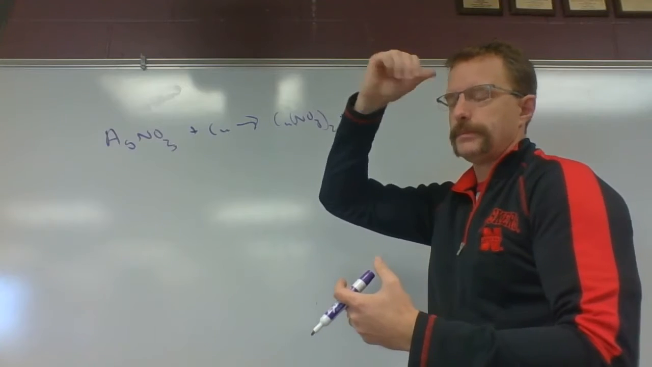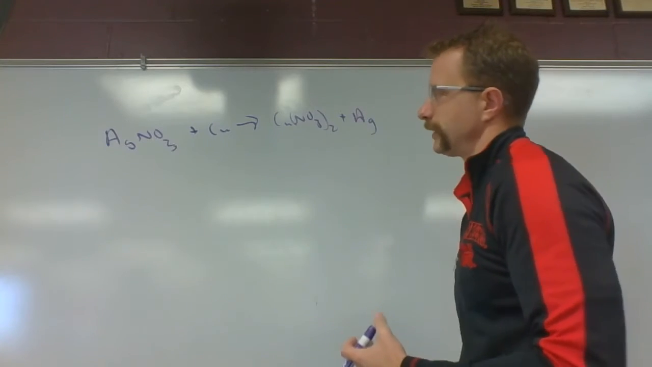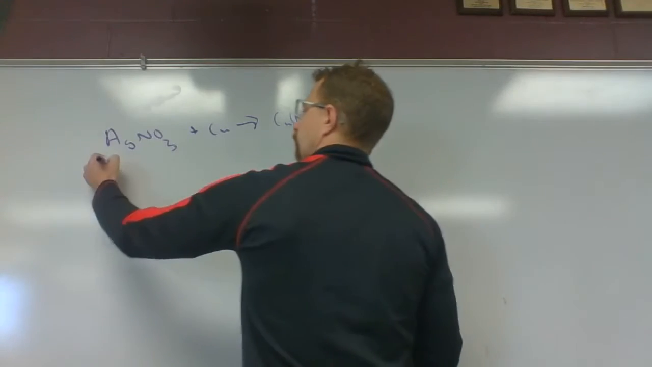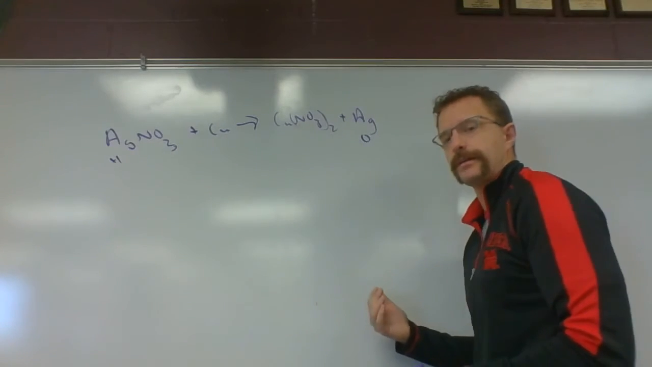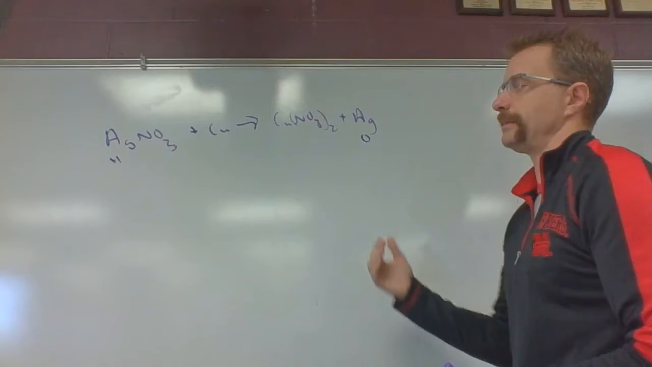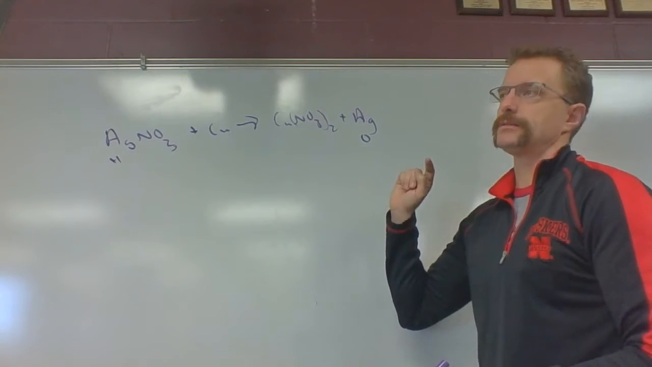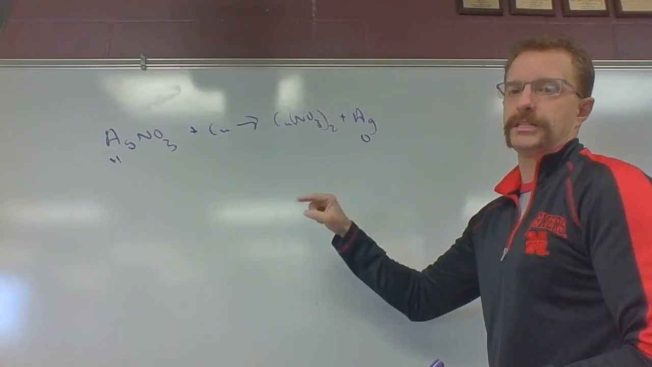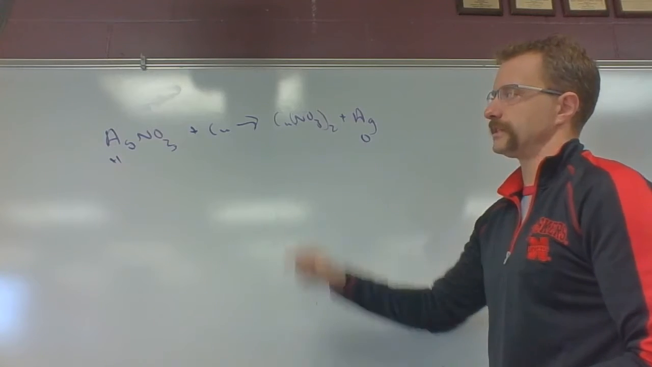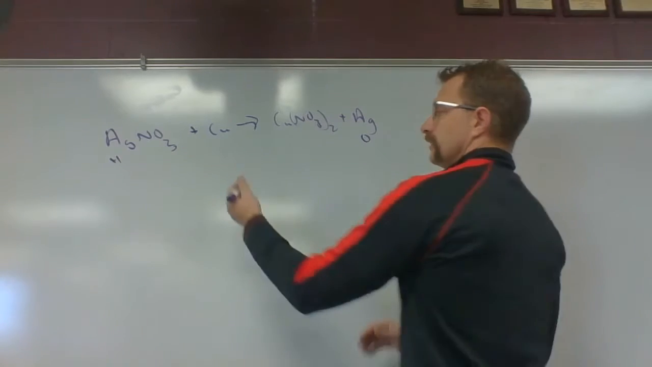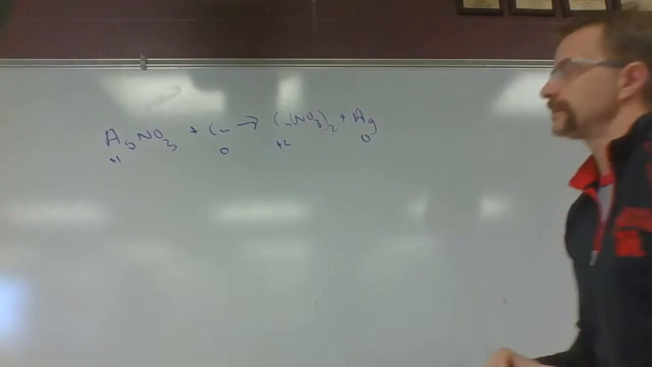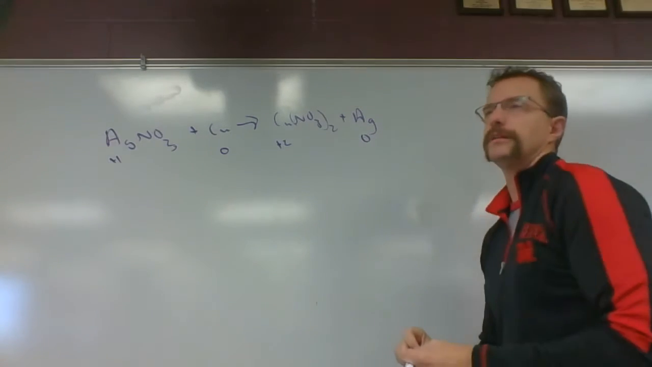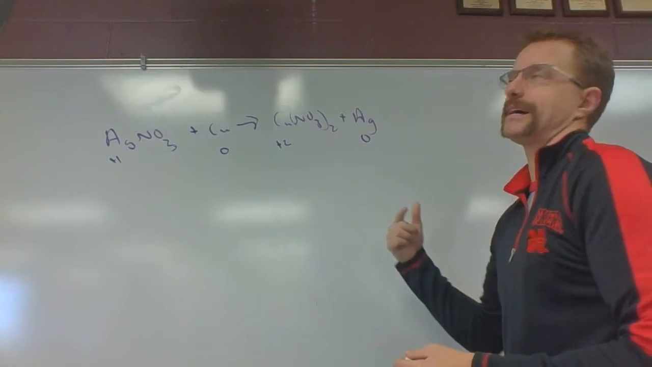My silver is +1 to 0. That means that is gaining an electron. That means it is being reduced. That means my silver in my silver nitrate is my oxidizing agent because the silver is getting reduced, so the silver is the oxidizing agent. Copper is going from 0 to +2, so that means my copper is losing electrons. LEO says GER, losing electrons is oxidation. So if my copper is being oxidized, it is the reducing agent, right?